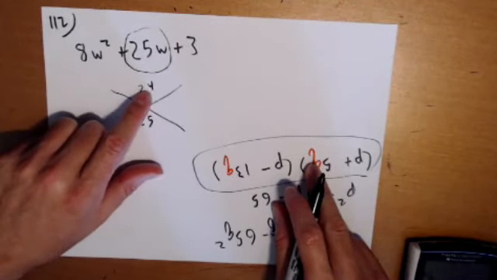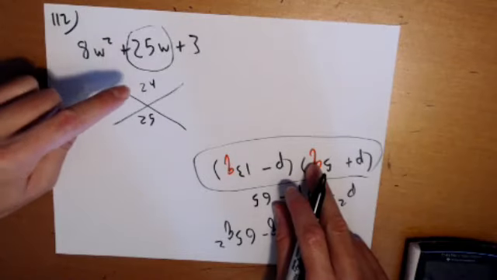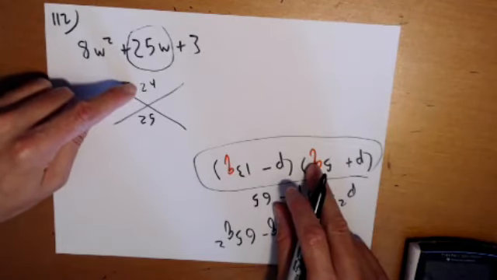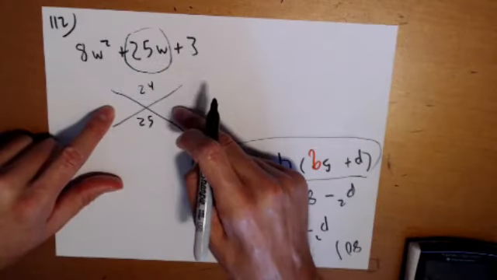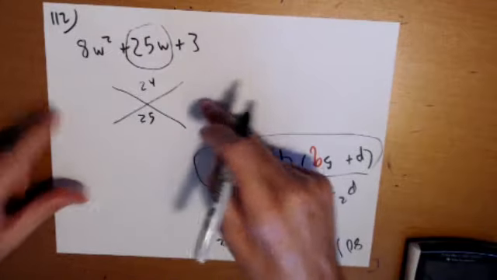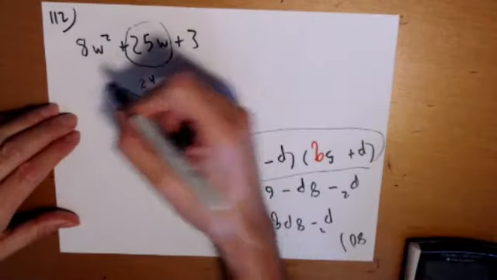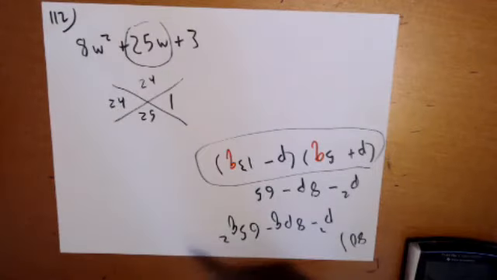What times what is 24 but adds to 25? 1 and 24, 2 and 12, 3 and 8, 4 and 6. Ooh, 1 and 24. So I could put 1 and 24. Or what if I put 24 and 1? 1, 24, 24, 1. It doesn't matter. Try it both ways. Let's just put 24 and 1. So this is the X method.